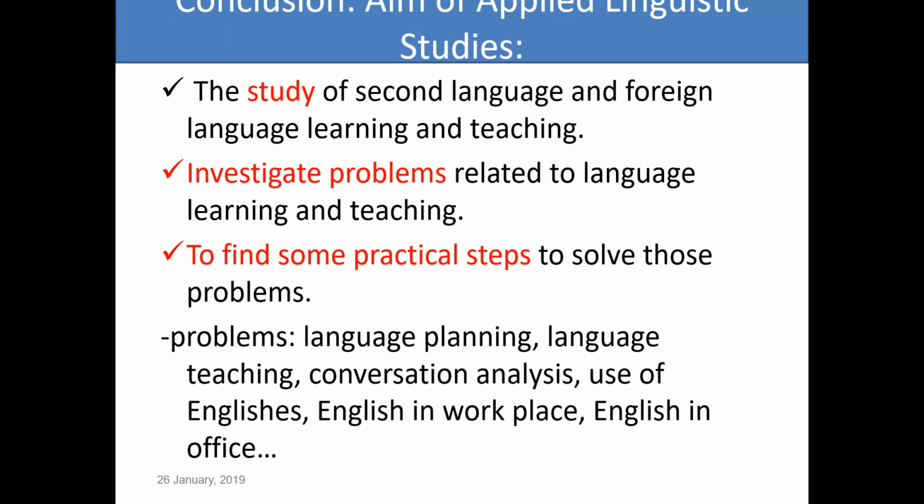That is, applied linguistics is the study of second or foreign language learning and teaching. Here I mean applied linguistics not only focuses on other languages, it also uses some ideas from first language, but the prime focus is on second language and foreign language learning and teaching. Secondly, applied linguistics focuses on investigating problems related to language learning and teaching. Well, we have real life problems. Every day we encounter problems related to our life. So applied linguistics focuses on those.